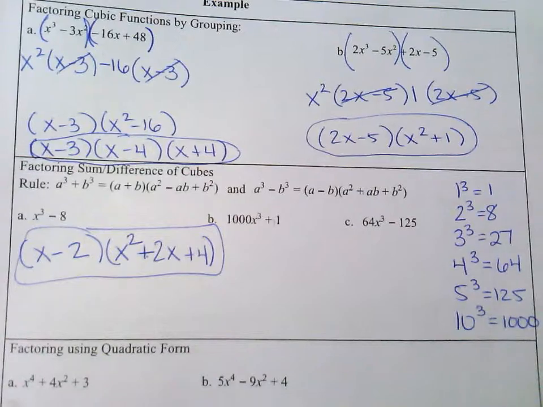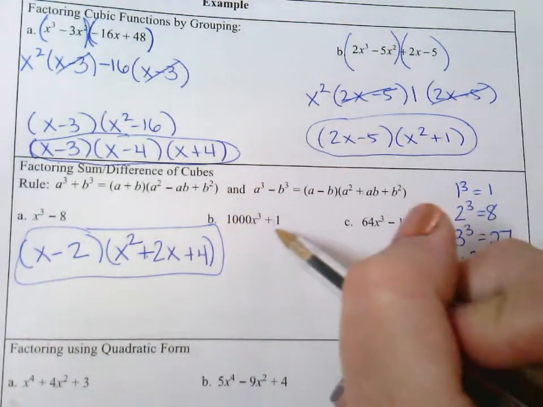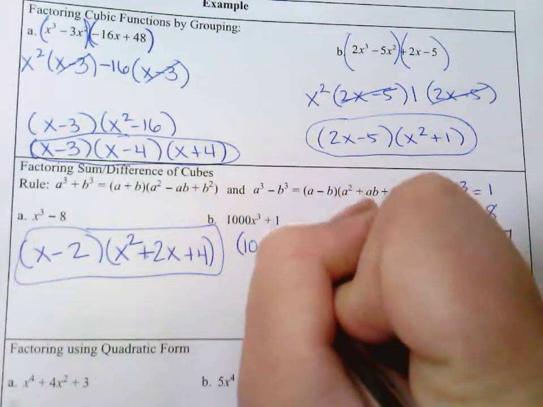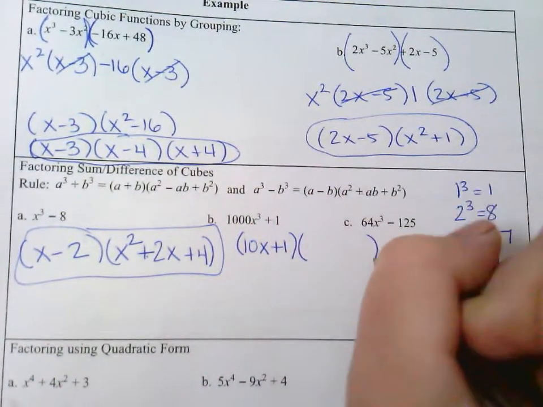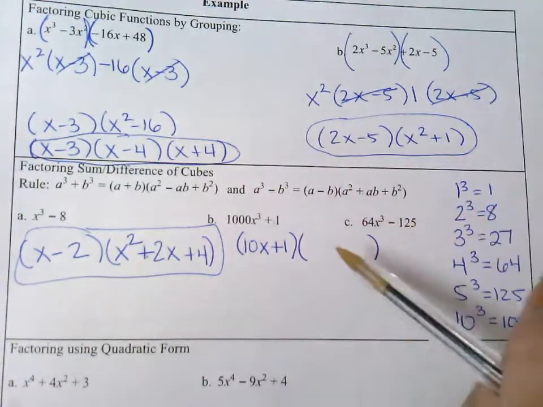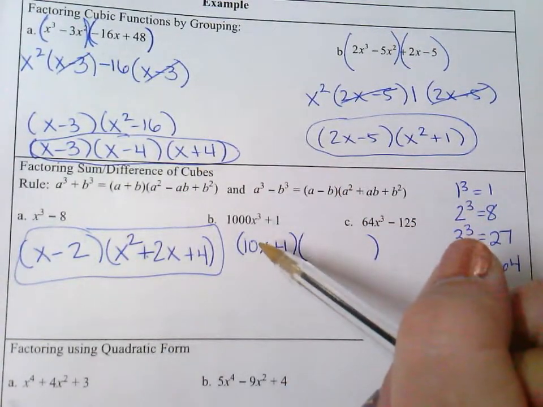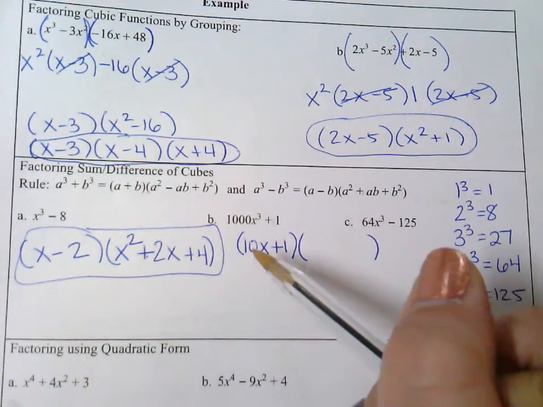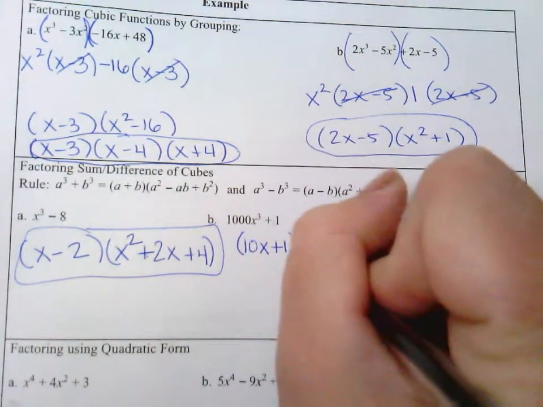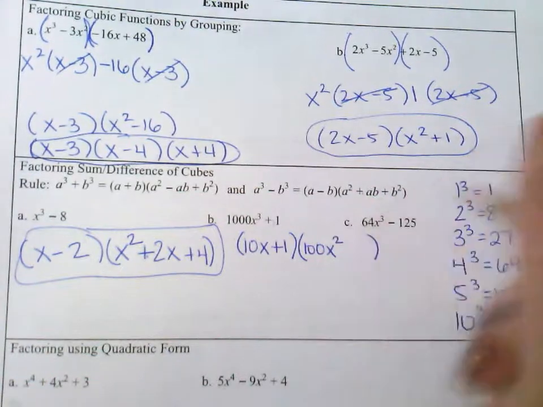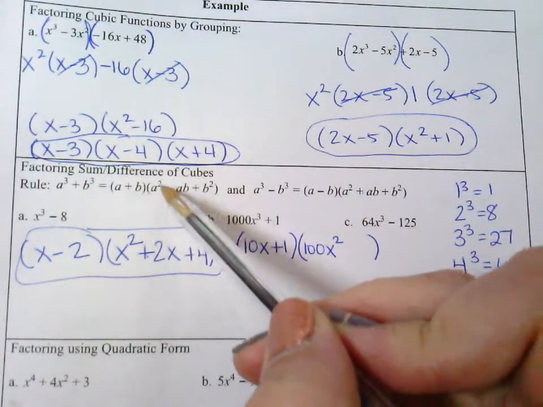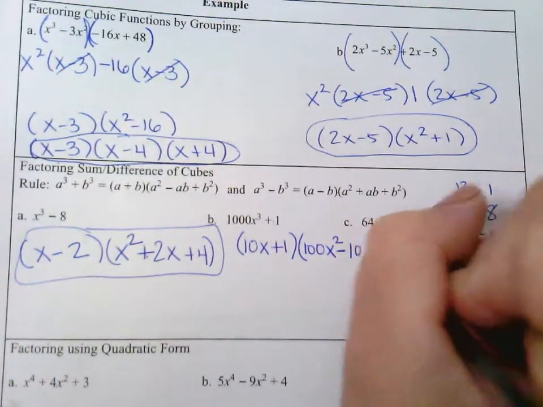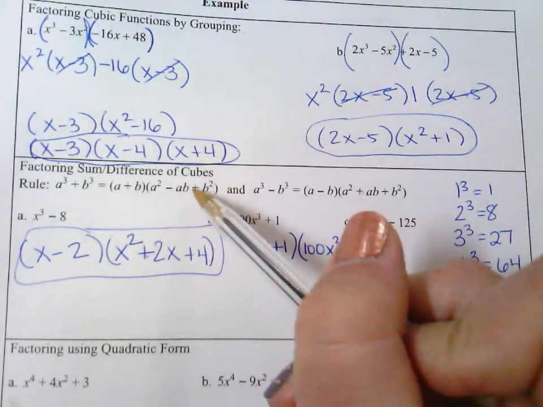Okay, so I'm going to take the cube root of each of these terms. So I'd have 10x plus 1 for my binomial. And then I'm going to take the pattern over here and do a squared. So 10x times 10x is 100x squared. And then it says put a minus sign. 10x times 1 is 10x. Then it says to put a plus sign.